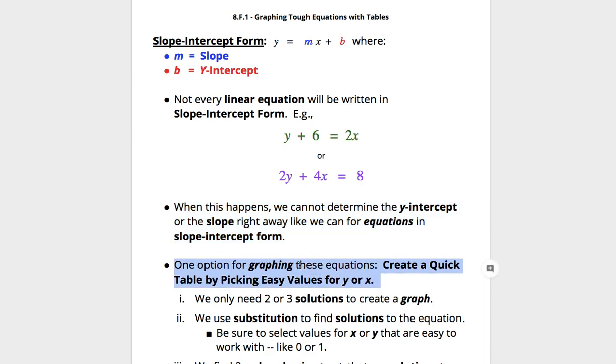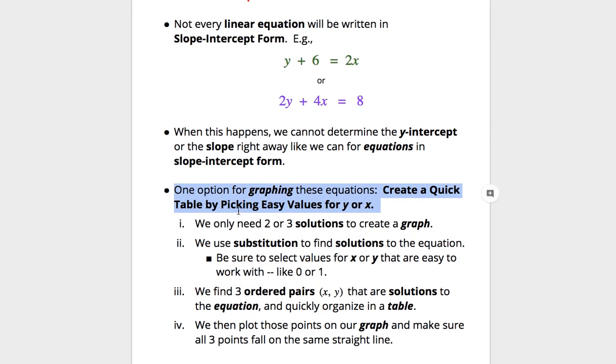One option to graph these equations, not the only option, is to create a quick table by picking easy values for y or x. Realize we only need 2 or 3 solutions, 2 or 3 points to create a graph for our linear equations, and that we could use substitution to find solutions to these equations that we could graph. You want to be sure to pick easy values for x and y, things like 0 or 1, so that you can quickly put together a table before making the graph.